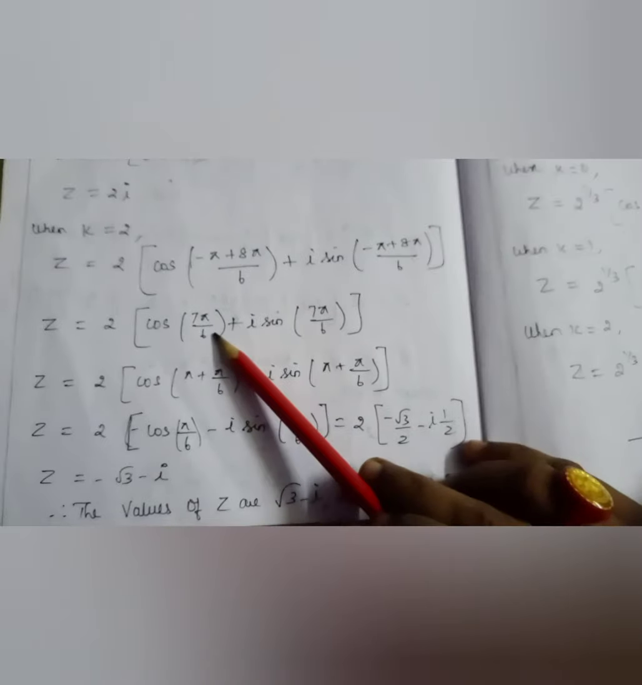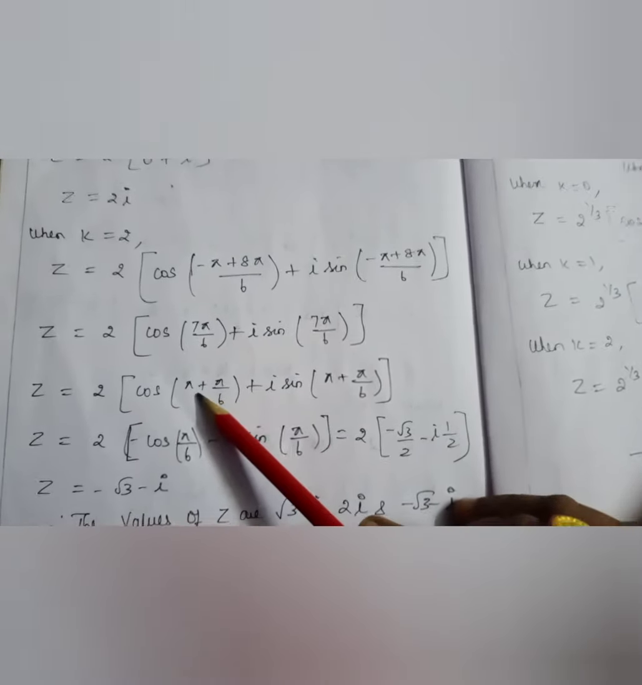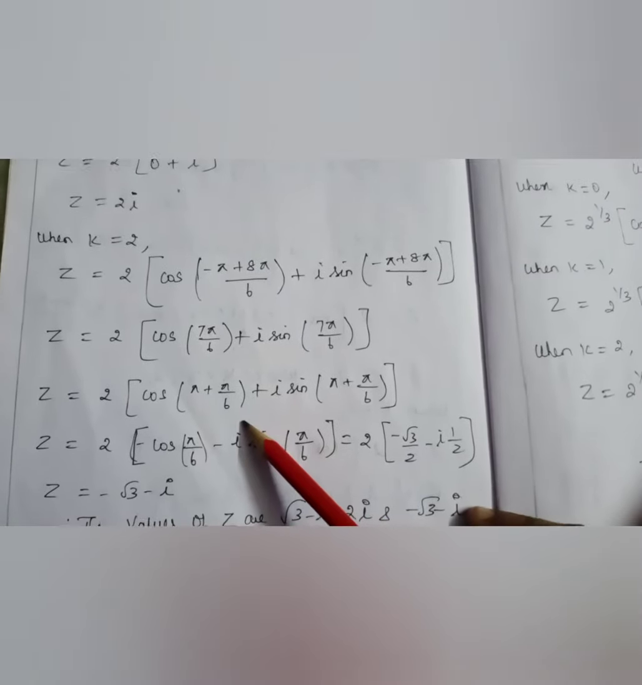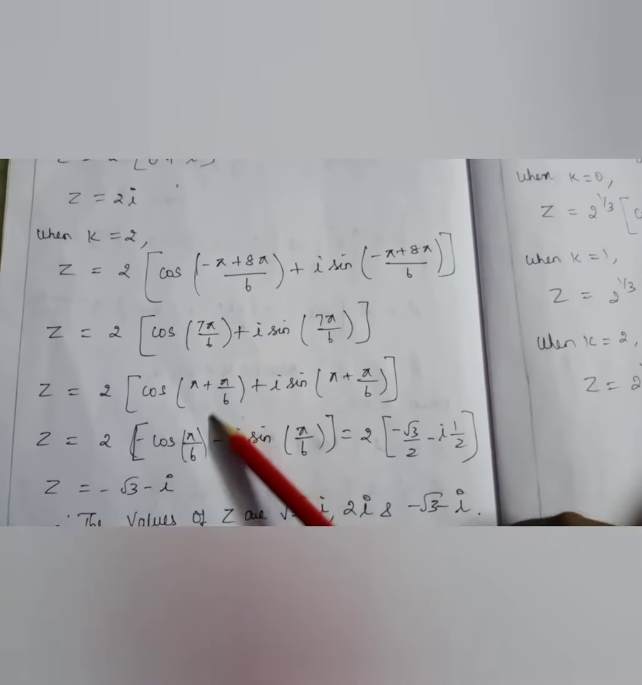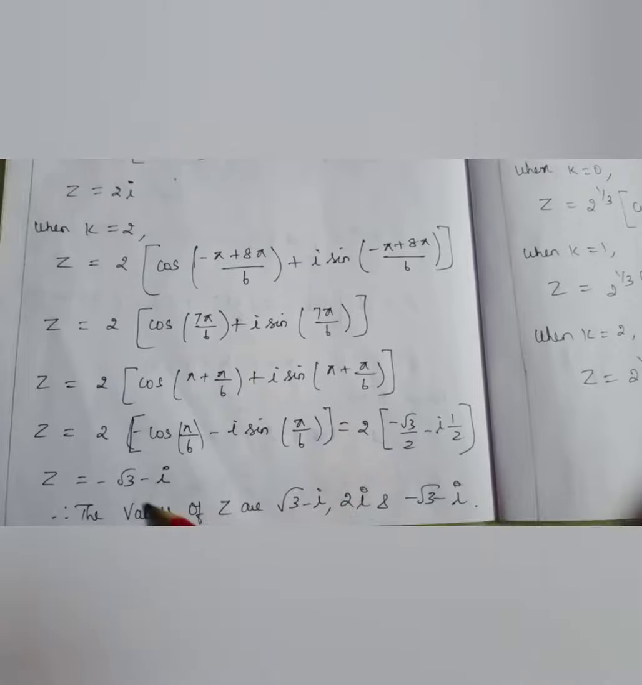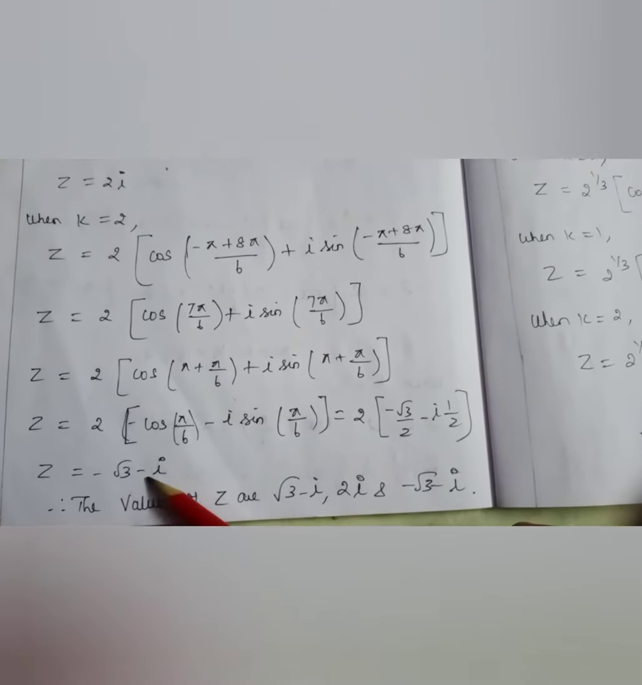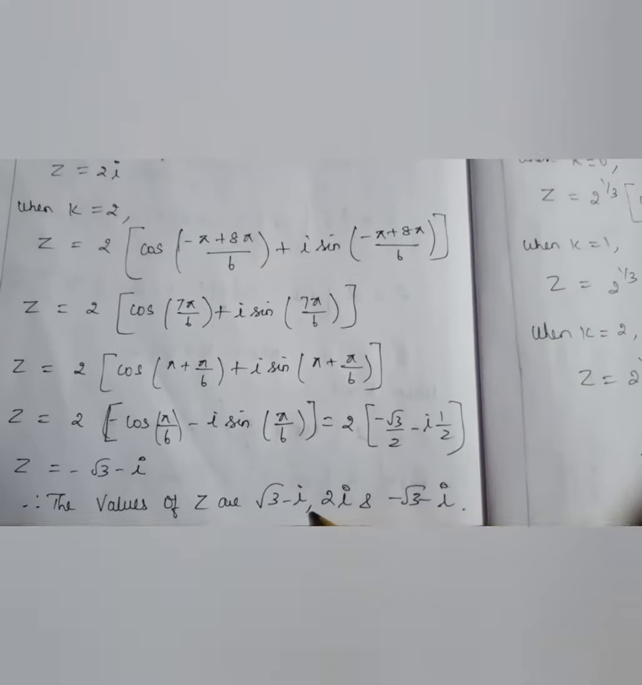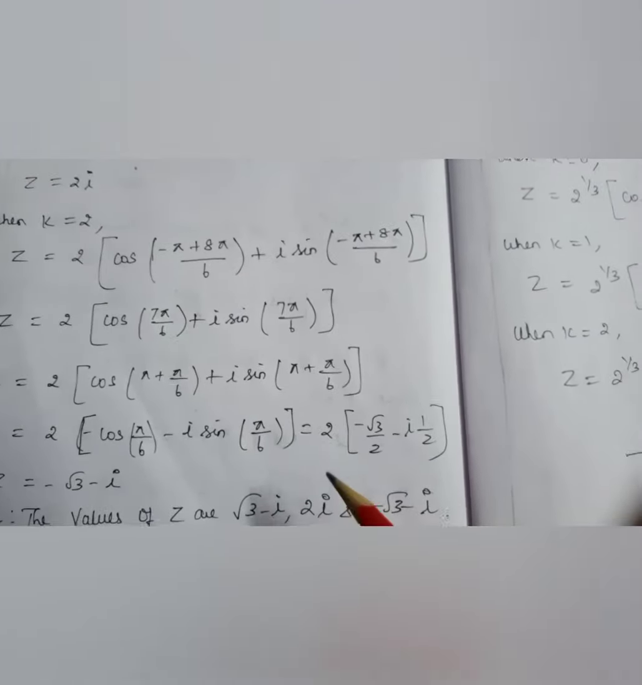Then I am going to substitute k as 2. When I am substituting k as 2, I am getting 7 pi. I am writing 7 pi as pi plus pi by 6. Now what is cos of pi plus theta? It is minus cos theta. So minus cos pi by 6 minus i sin pi by 6, which gives z is equal to minus root 3 minus i. So the values of z are root 3 minus i, 2i and minus root 3 minus i.